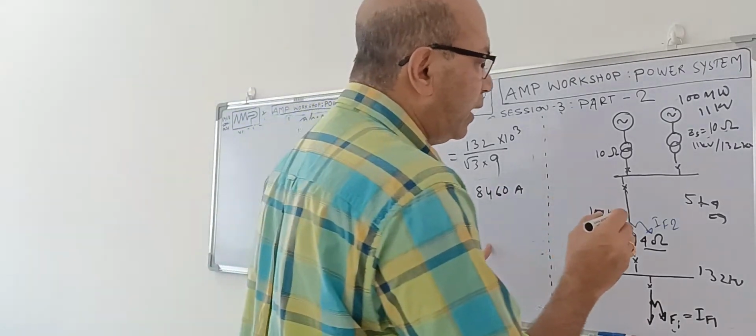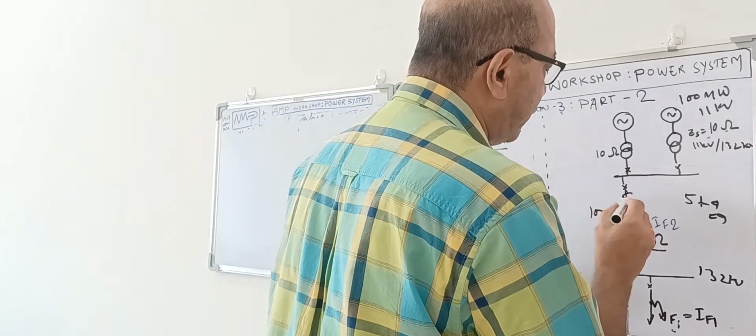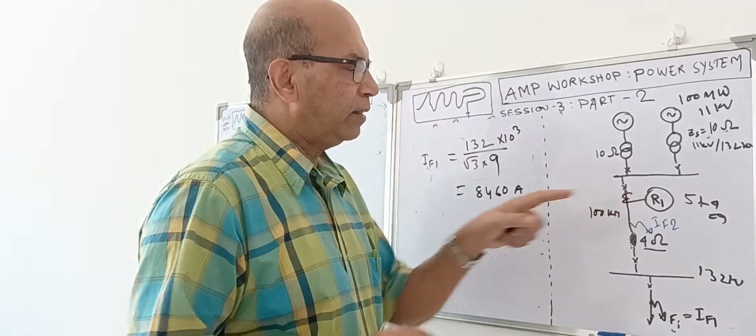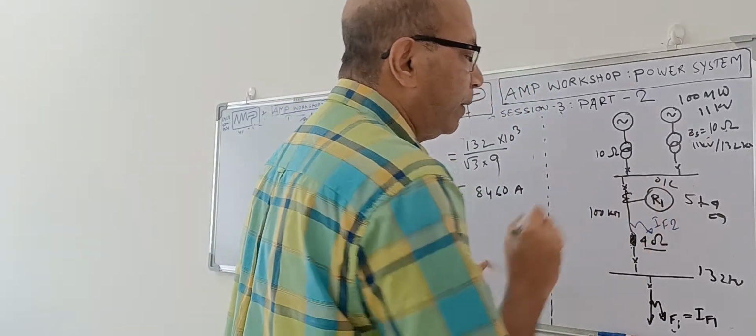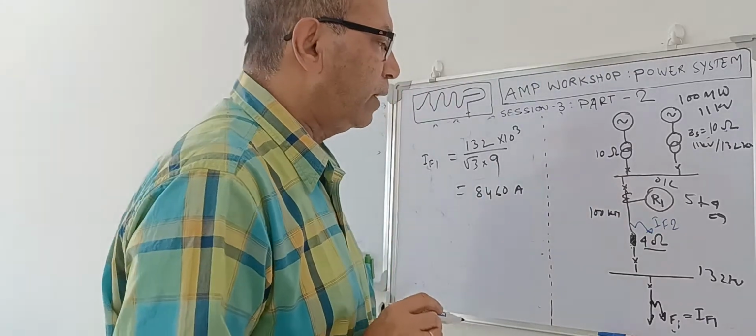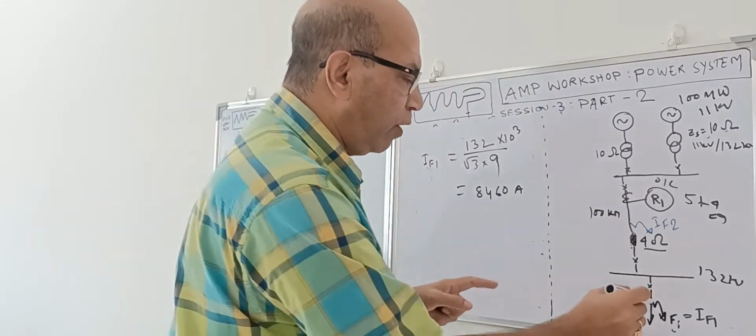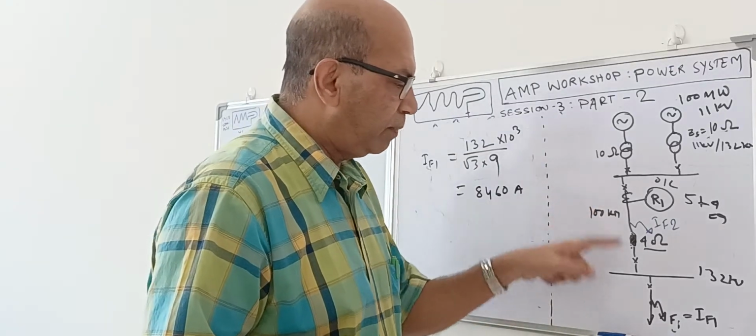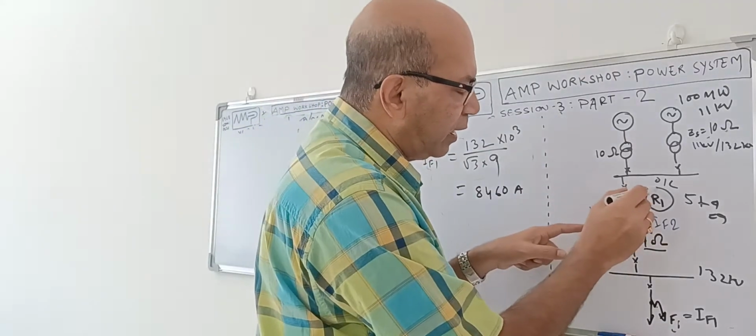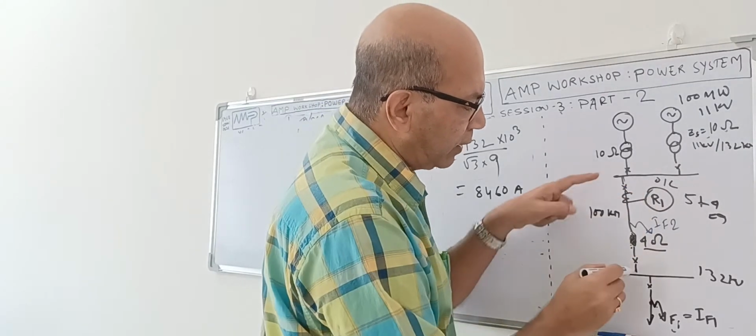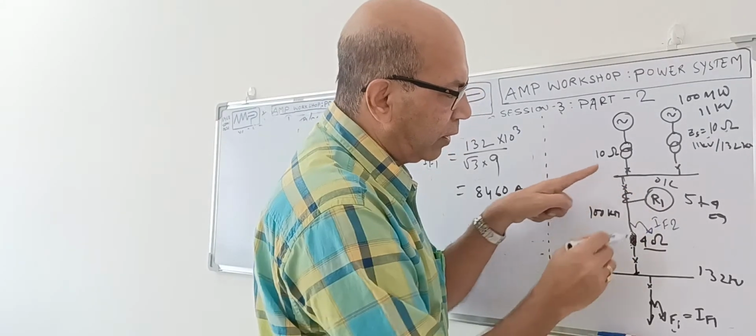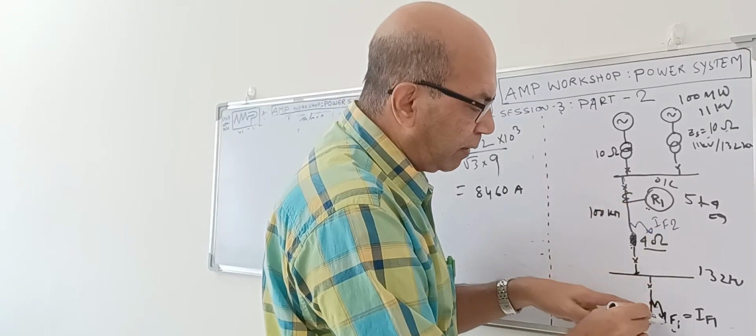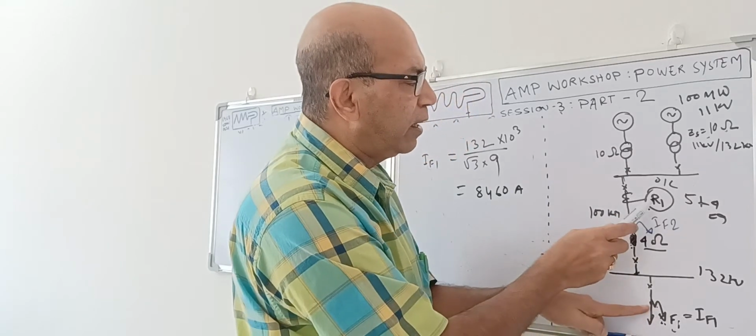Now suppose there is a relay over here, say relay R1, which is a non-directional overcurrent relay. When the fault is over here, the relay will see 8460 ampere flowing through it. This relay is provided to protect this line only, up to this portion. If the fault is outside, it should not operate. Now, if the fault is here, this is an outside fault, and in that case this relay should not operate.